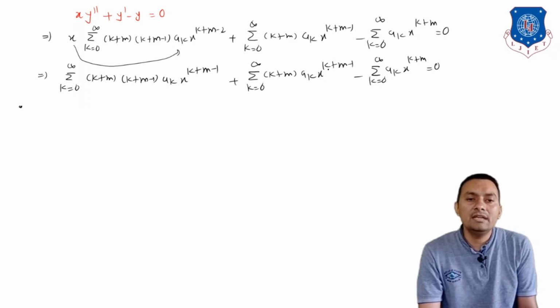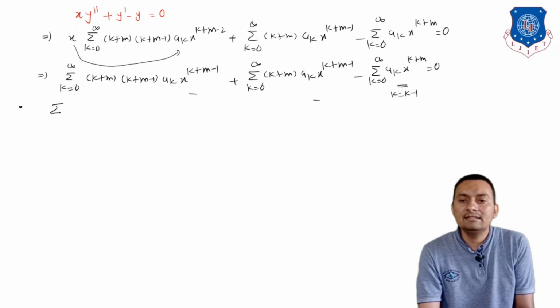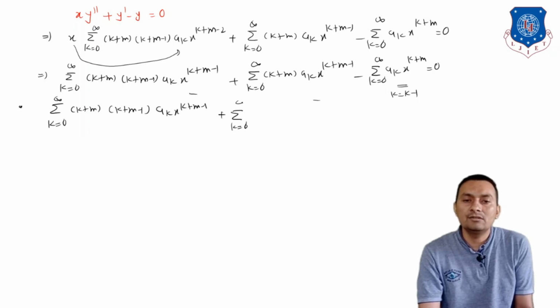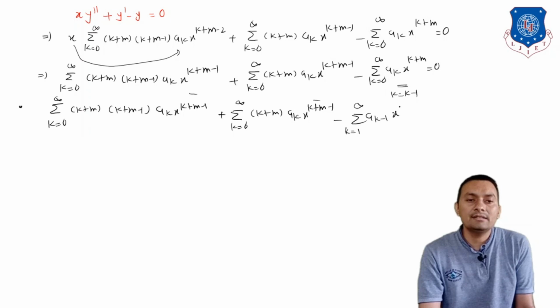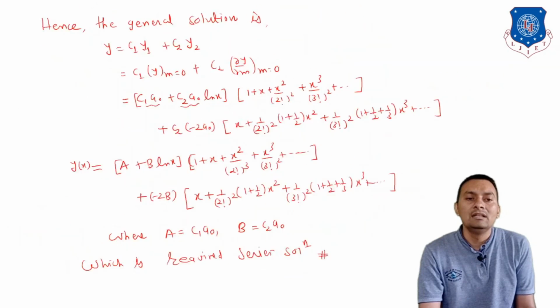So here x raised to k plus m minus 1, these are the same. So I have to make it so that k is replaced by k minus 1 in the last term. So what will I get? This is the same, so I'm not going to change it. So this is k plus m, k plus m minus 1, ak x raised to k plus m minus 1, and this is summation from k equal to 0 to infinity k plus m ak x raised to k plus m minus 1, and here k is replaced by k minus 1, so k equal to 1 to infinity ak minus 1 x raised to k plus m minus 1 is equal to 0.